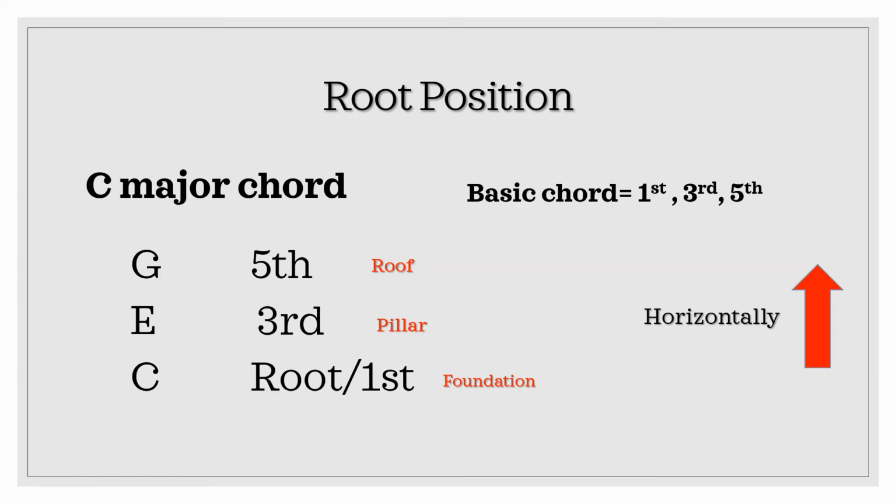What I want you all to observe is the manner in which it is laid out. The root or the first, in this case. Remember, to build a chord you need 3. You need the first, you need the third, and you need the fifth. Correct? So the first would act as your foundation in this case. The third would be your pillar, and the roof would be your fifth. So that is how it would look, forming a column horizontally.